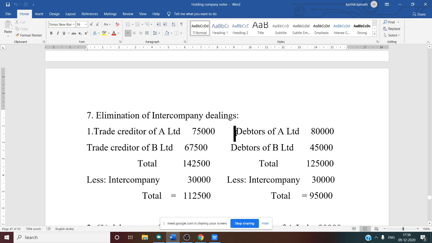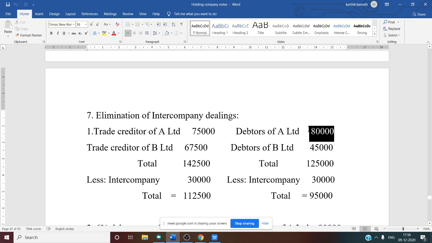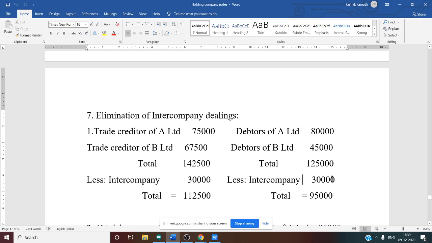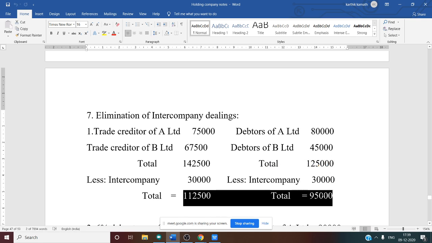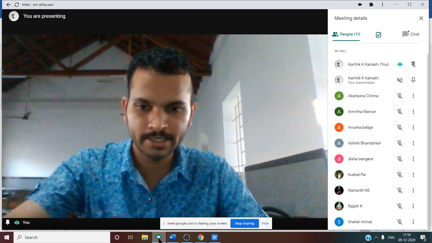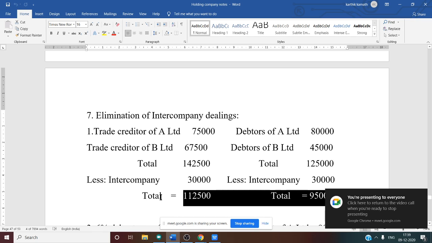And if you see the asset side, you have to do the same thing for debtor also. We want the combined debtor. Debtor of A 80,000, debtor of B 45,000, that is given in the balance sheet in the question. Total combined debtor is 1,25,000. From that, less intercompany 30,000, you will get the final debtor. Final debtor 95,000 you have to show on the asset side of the consolidated balance sheet under debtor. That answer is 95,000. This is the seventh working note.